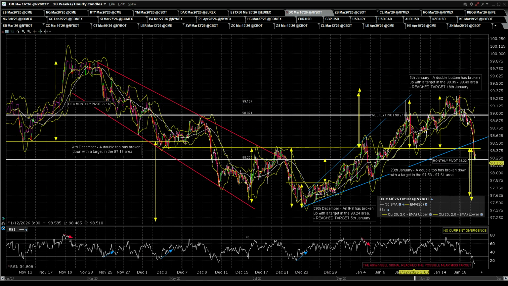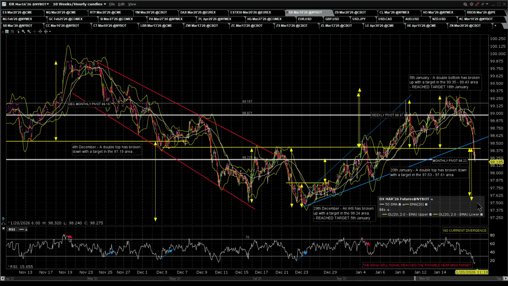Okay, dollar. I was talking yesterday about the possibility and the sell signal on the USD daily, and I was talking about the possibility that we might see a reversal here that could potentially take us back into these lows, and we are seeing that. We've now broken down from this double top. That's got a target in the 97.53 to 97.61 area, and we'll see how that does, but that would get us pretty close, if made, to a retest of this low.